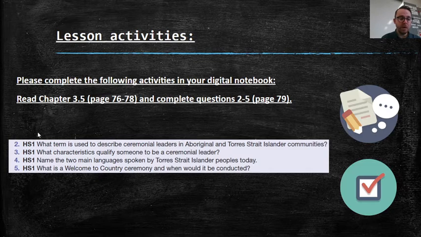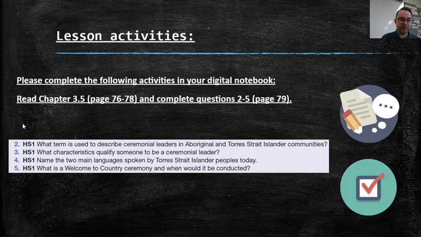So question 2, what term is used to describe ceremonial leaders in Aboriginal and Torres Strait Islander communities? So the leader or the boss of a community, sometimes they'll have different titles. So the leader of our school is the principal. If you go to get a job at Macca's, the leader of Macca's is the manager, the owner. What is the title or the term to describe the leaders of ceremony in Aboriginal and Torres Strait Islander communities? So they're not a king or a queen. There's no Aboriginal king. But who are the leaders in these communities of Indigenous Australians?